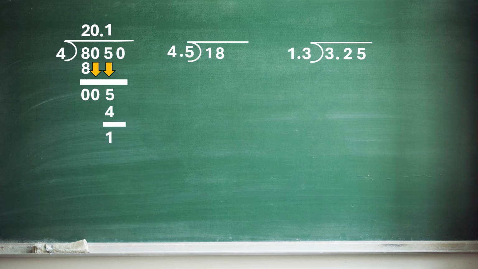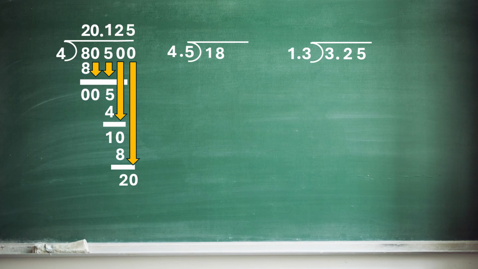And then we'll create a 0 to bring down. 4 goes into 10 twice. 2 times 4 is 8. We'll subtract to get 2. And bring down another 0. And finally, 4 goes into 20 5 times.